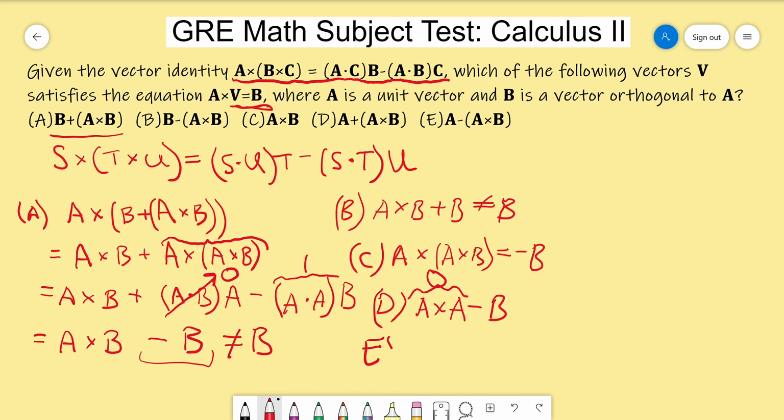So now E, A minus A cross B, that's going to give us A cross A, which is 0. Okay, that's going to cancel out. And then minus A cross A cross B, which we know is plus B, when we distribute the first A. So this is going to be B, so our answer is E.